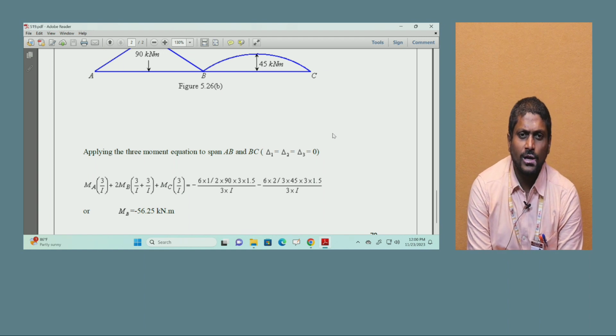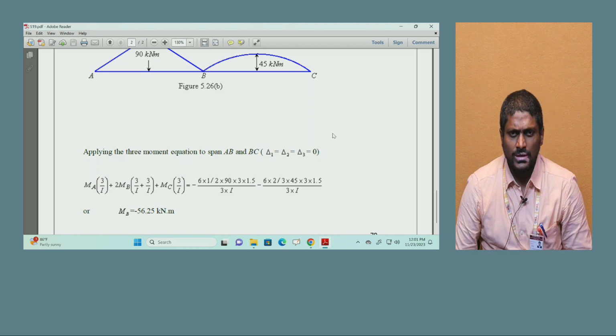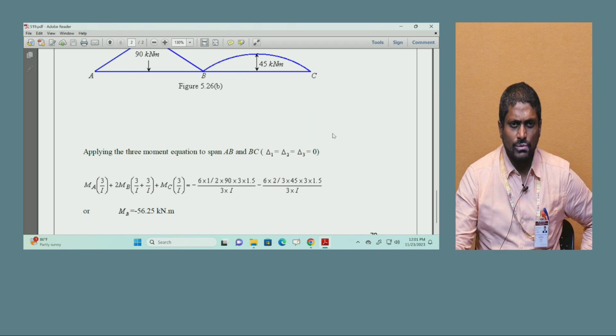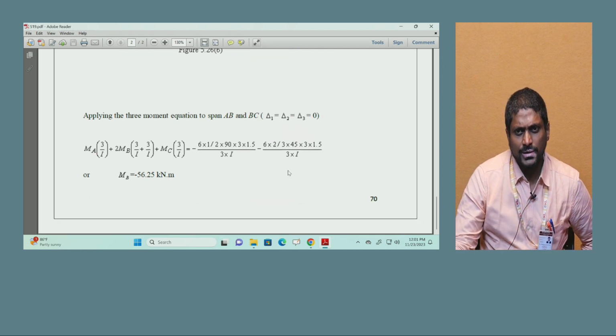So if you interpret all the values and look at the equation again, that is MA into 3 by I plus 2 MB into 3 by I plus 3 by I plus MC into 3 by I equals minus 6 into 1 by 2 into 90 into 3 into 1.5 by 3I minus 6 into 2 by 3 into 45 into 3 into 1.5 divided by 3I. That gives MB equals minus 56.25 kilonewton meter.